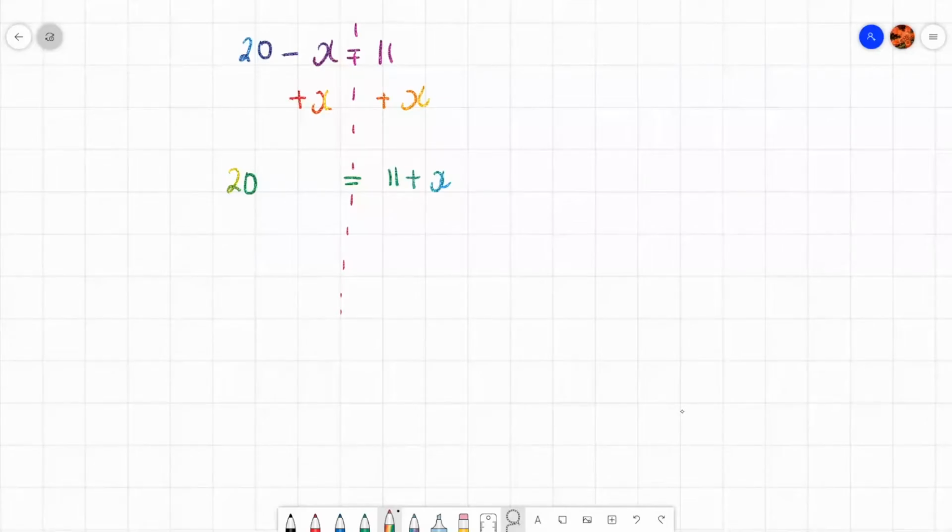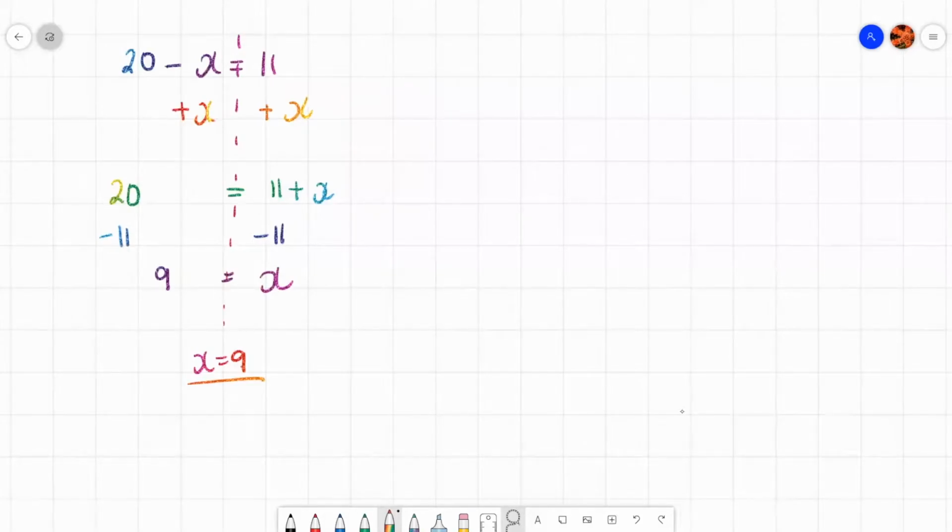Right, now, I just want to be left with x on its own. So I need to get rid of the 11 by subtracting 11. Well, 20 take away 11 is 9. 11 take 11 is nothing, and I'm just left with x. X equals 9.